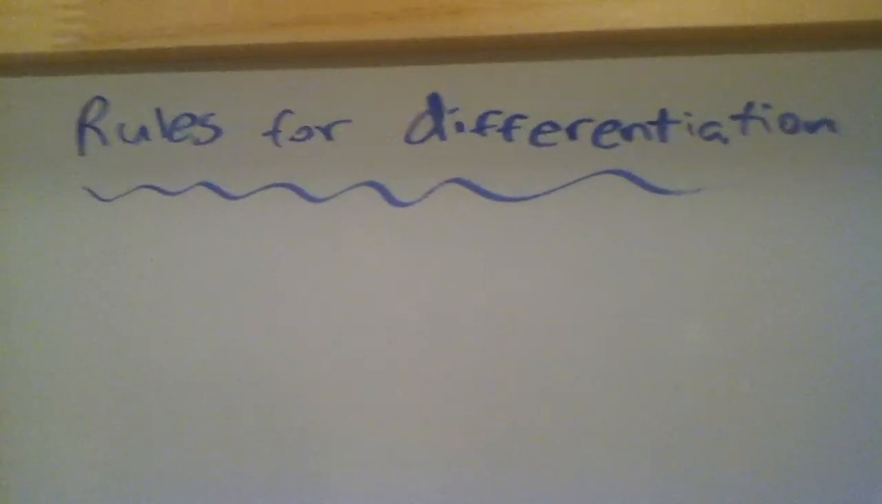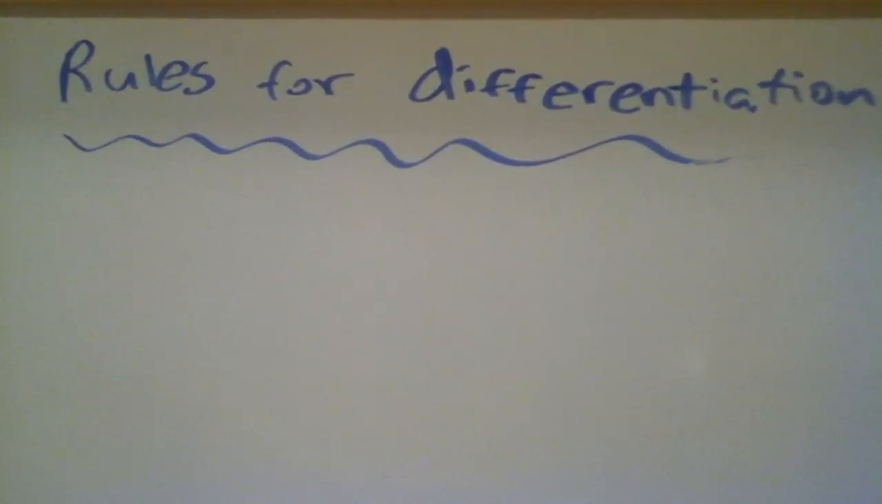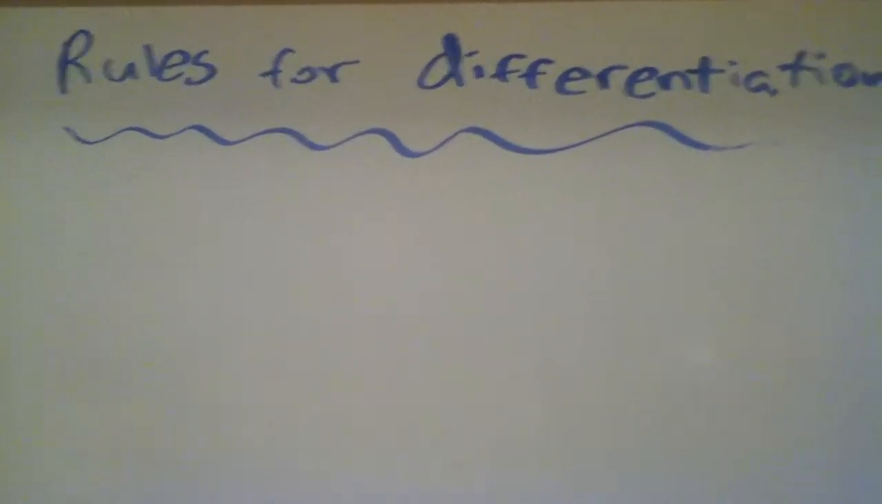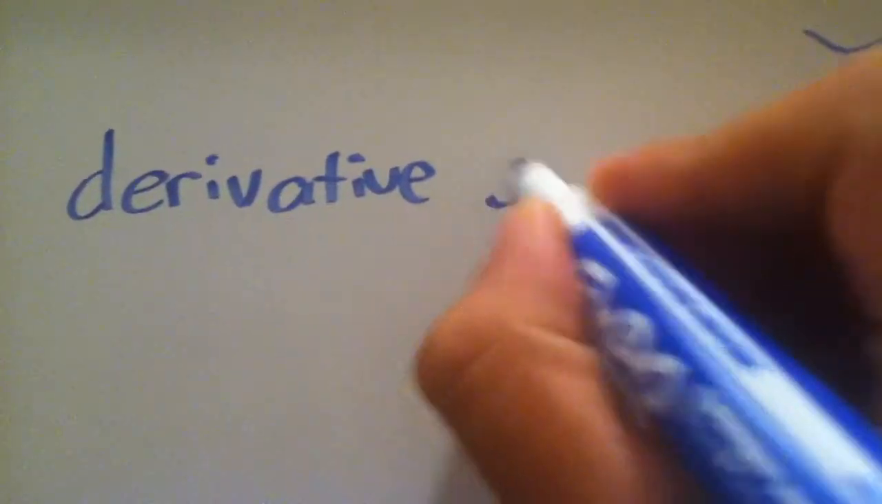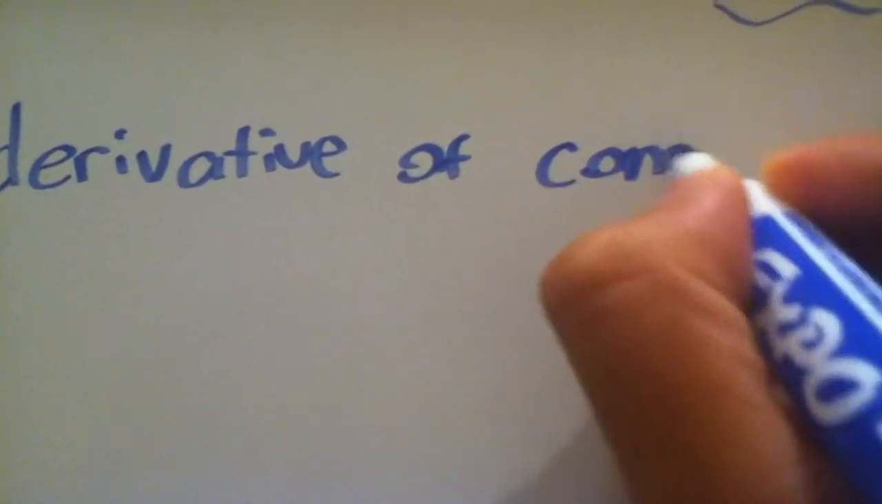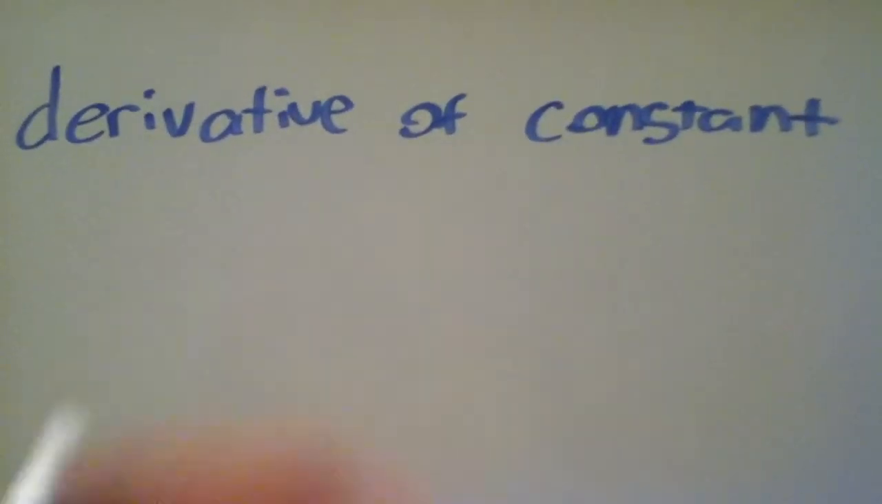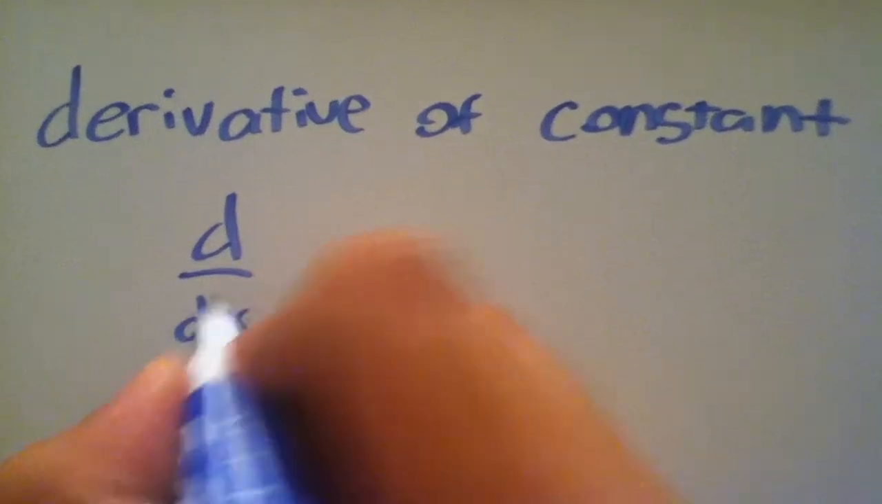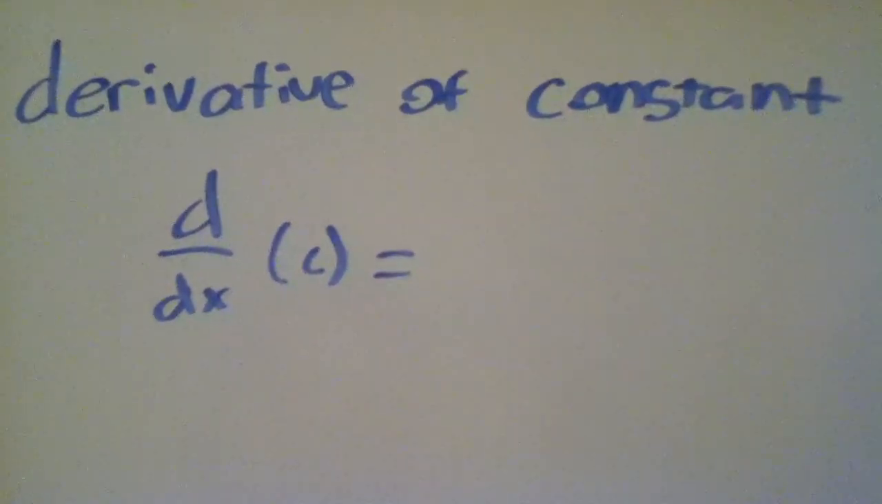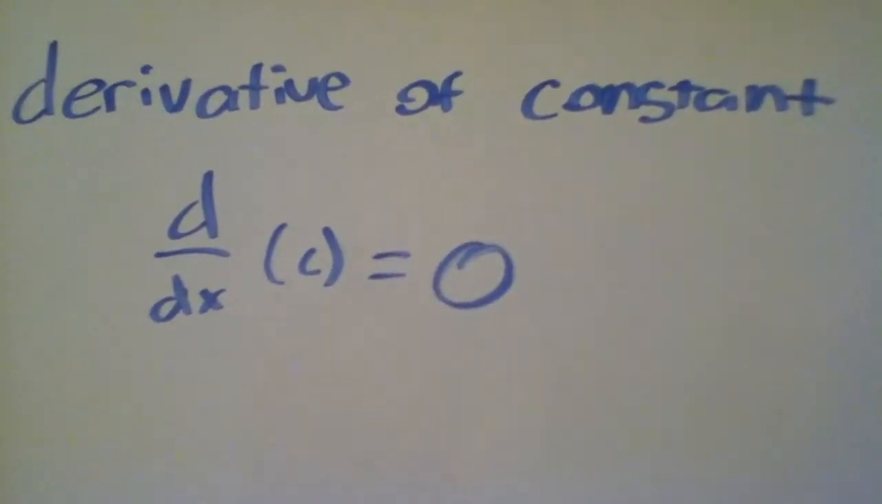Let's discuss the rules for differentiation. Let's start with the derivative of a constant. The notation for derivative is d over dx, the constant is c, and the derivative of a constant is always 0.